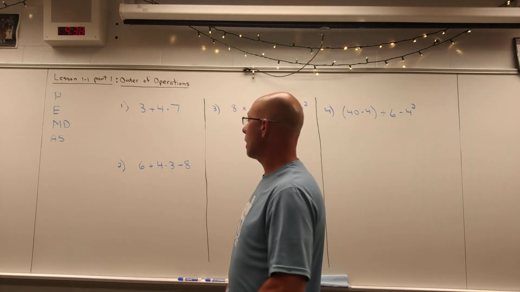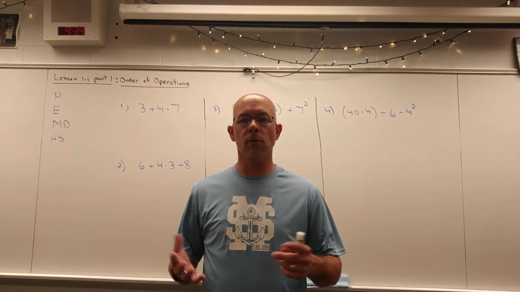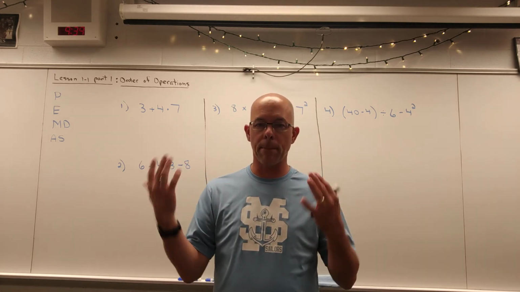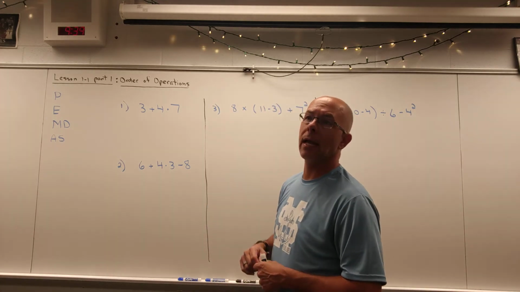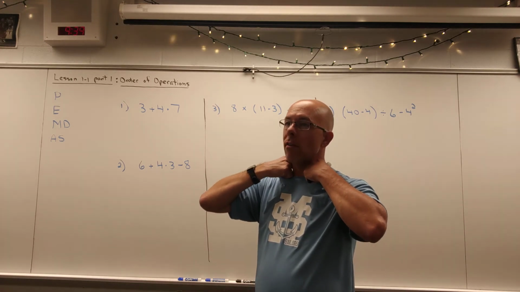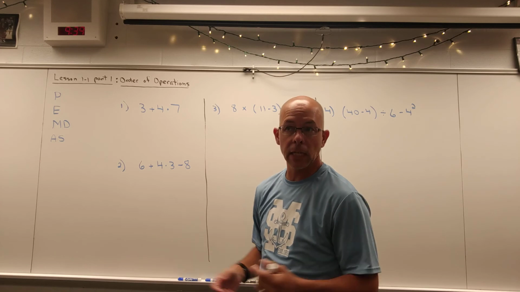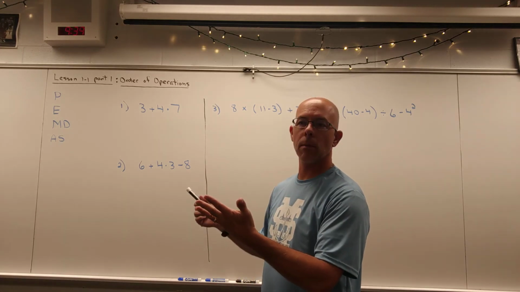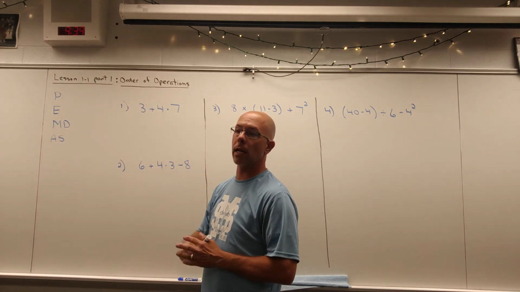So I have 4 examples up on the board right now. We're going to start with those 4 examples, and then I have one more to wrap up this section. As we look at example 1, it says 3 plus 4 times 7. If you haven't been in math in a while, or math's not your favorite thing, some people do it like you read a book, left to right, and say 3 plus 4 is 7, and 7 times 7 is 49.